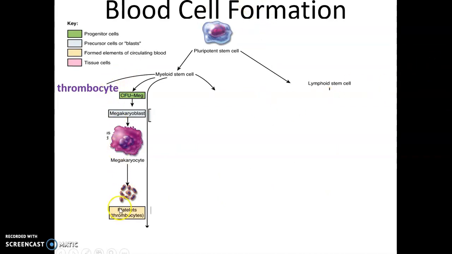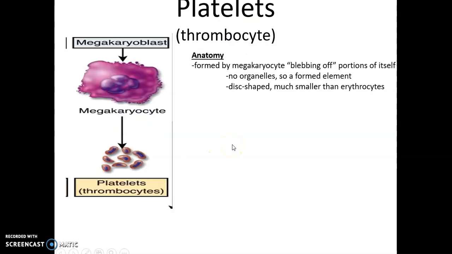All right, then we have the thrombocytes, also produced in the red bone marrow. The thrombocytes, also known as platelets, start off as these megakaryocytes. These megakaryocytes stay in the red bone marrow, and then they bleb off little portions of themselves. And that is what the thrombocytes are. The thrombocytes are these little bitty cell fragments that came from the original megakaryocyte.